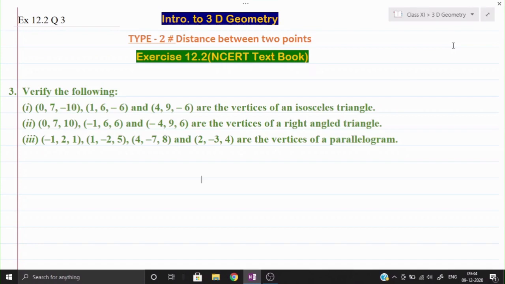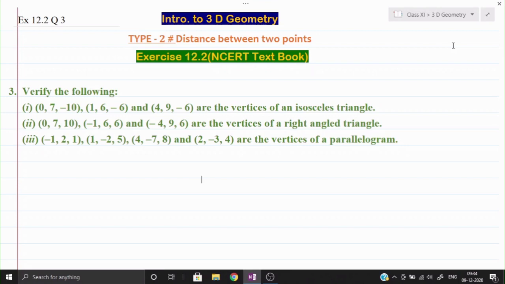Hello students, today we are going to start question number 3 of exercise 12.2. In 12.2, two questions are remaining, question number 3 and I think question number 5. So these two questions we have to finish. Let us see first question number 3.